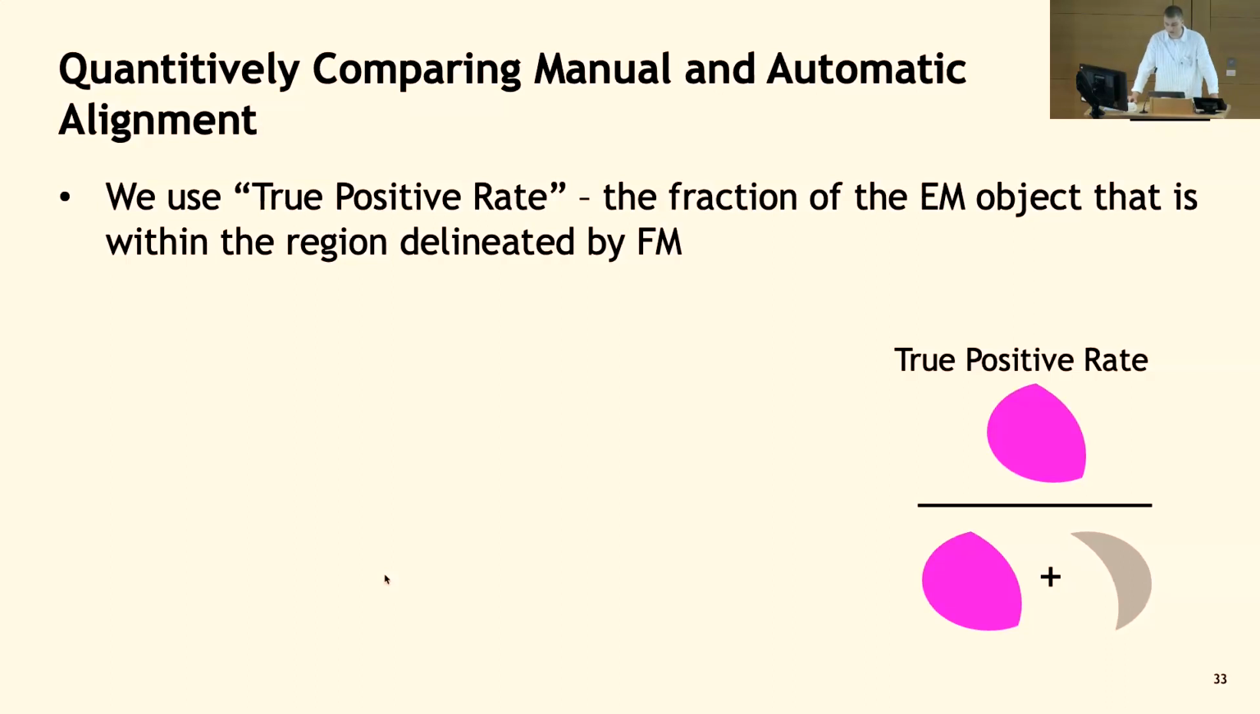So where the alignment is perfect, we would expect the TPR value to be 1, and that would mean that the whole of the electron microscopy object is essentially encompassed by the fluorescence microscopy object. However, on the flip side, if none of the electron microscopy object is encompassed by any fluorescence microscopy, we'd expect to see a TPR value of 0.